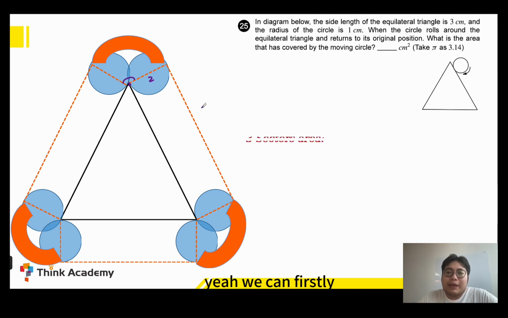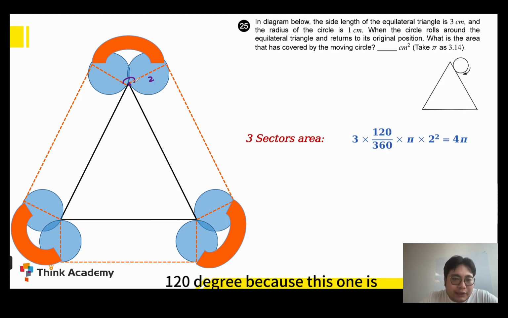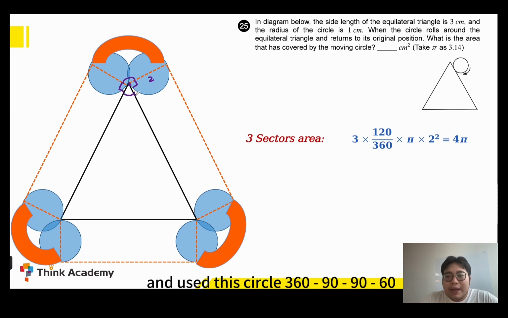So firstly we can calculate the three sectors' area. It's just 120 degrees, because this one is 90 degrees, this one is 90 degrees, and this one is 60 degrees. We use the circle: 360 minus 90 minus 90 minus 60 equals 120. So we have three sectors, so 3 times 120 over 360 times pi times 2 squared equals 4 pi.